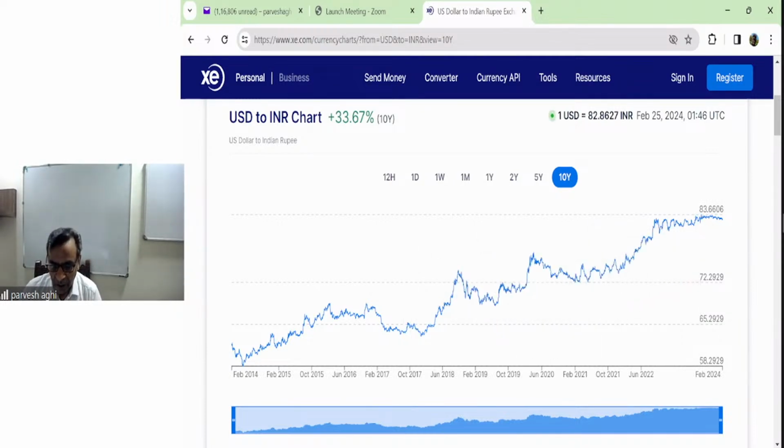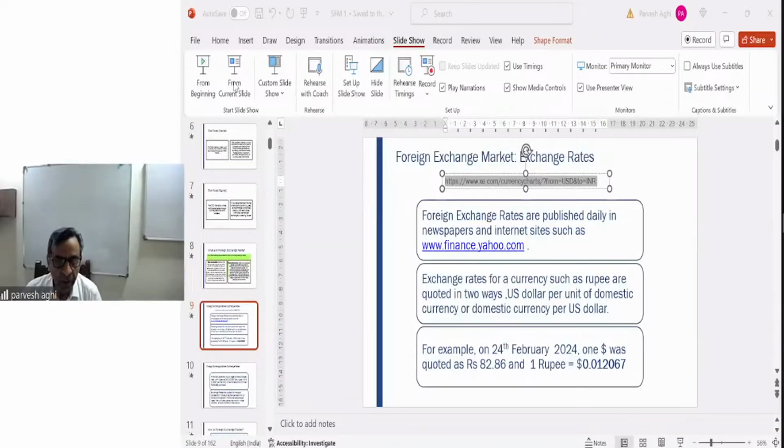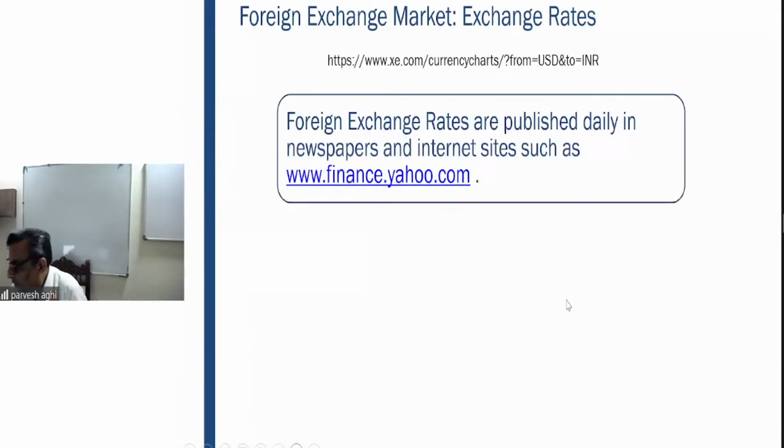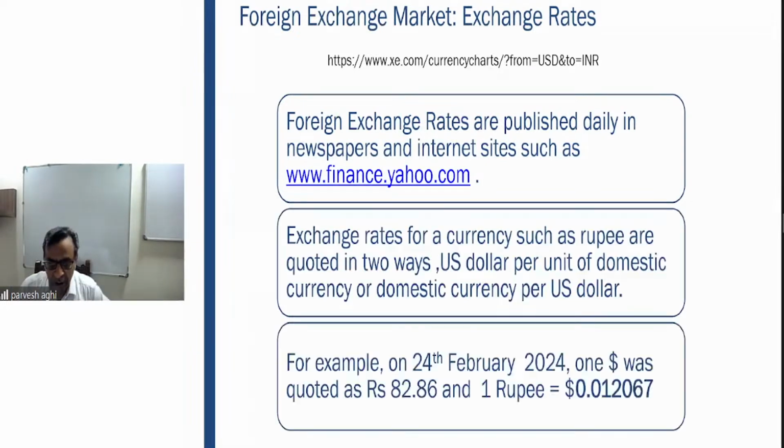Okay, so now I'll come back and explain this. I'm just going back to my slide. I'll answer a question which Shruti has asked. Yes and no. I told you that the first quote, at the right bottom, the dollar is 82.86. This is a direct quote for Indians. And 1 rupee equal to so many dollars, the second quote, is an indirect quote for Indians.